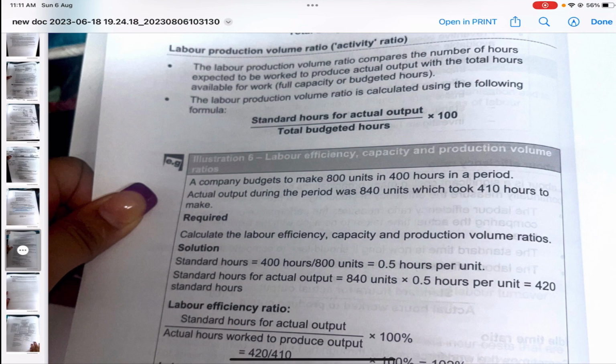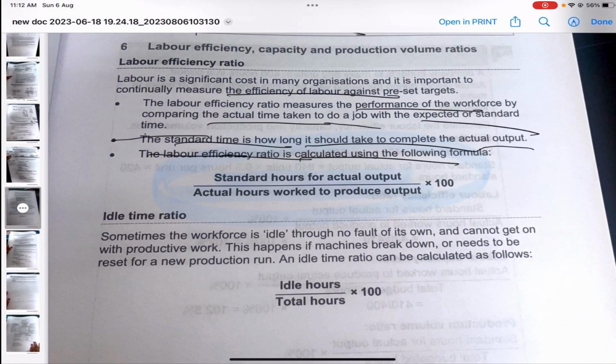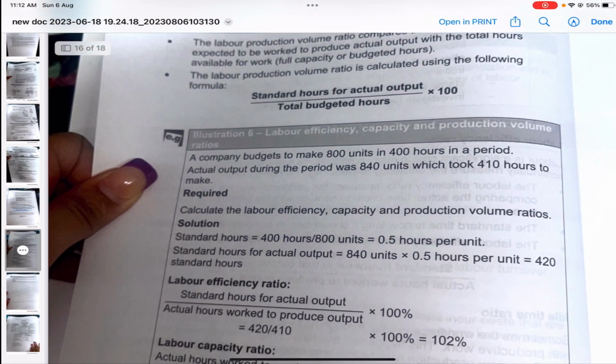What is the difference between standard hours and total budgeted hours? Standard hours is basically how much time people usually take to do this task, and budgeted hours is the ultimate maximum amount of time you can allow them to do it. Okay, so these are the formulas. There is no easy way, you need to learn the formulas. In the end, make sure to note down all the formulas and learn them. If you know the formula, the questions are very simple.